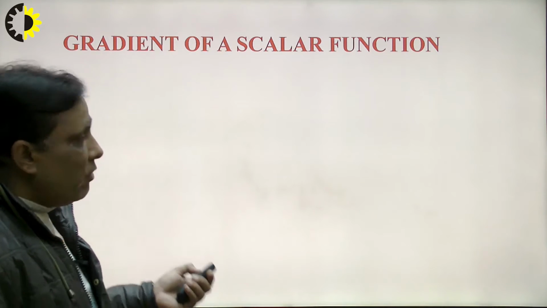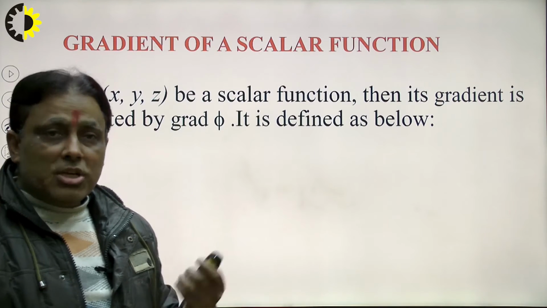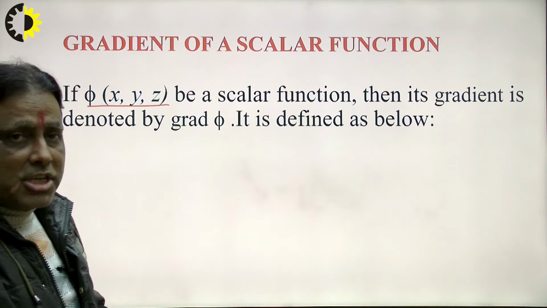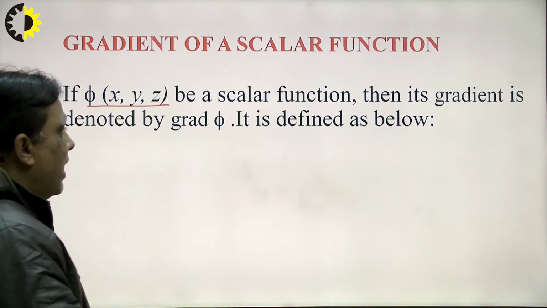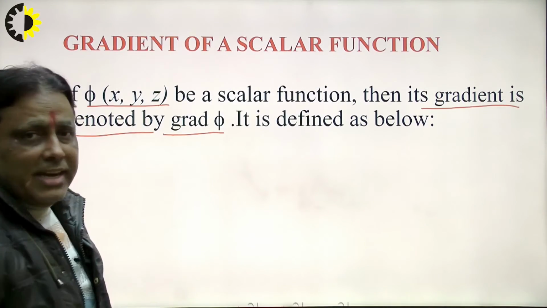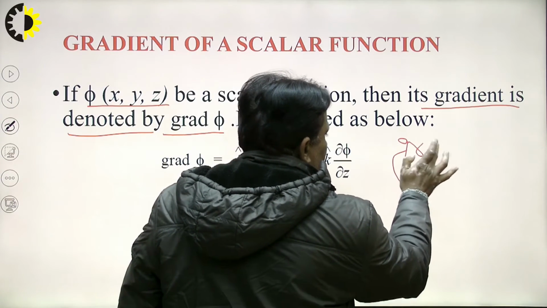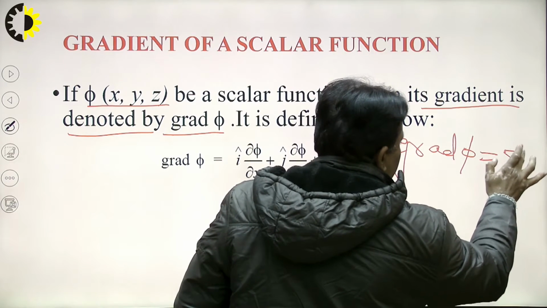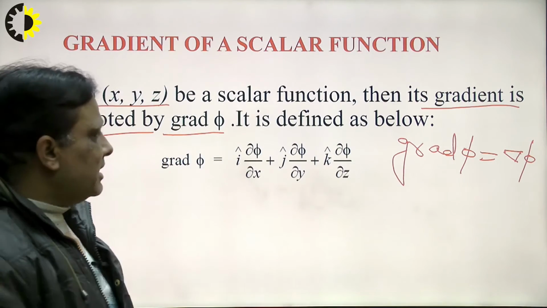In this way, what is the gradient of a scalar function? Suppose I have a function phi(x, y, z). Just now I explained what a scalar point function is. Then the gradient of phi is denoted and defined by grad phi. And how to calculate it? I write here grad phi is equal to del phi. Students, keep in mind very carefully, grad phi means del phi. And what is the value of del?